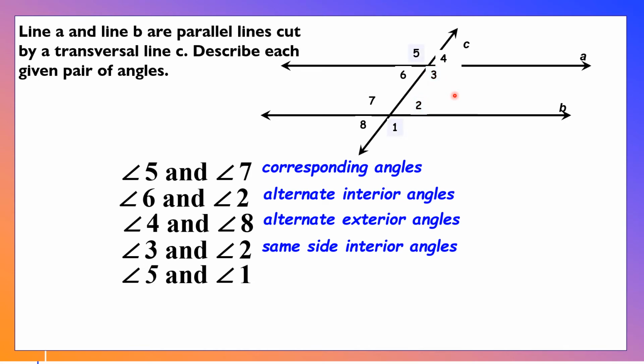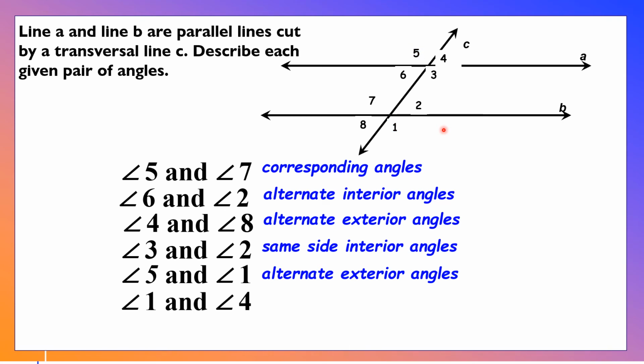Then we have angle 5 and angle 1. So, ito si angle 5, then we have angle 1. These are alternate exterior angles. Two non-adjacent exterior angles on opposite side of the transversal.